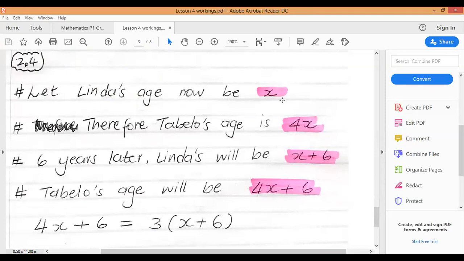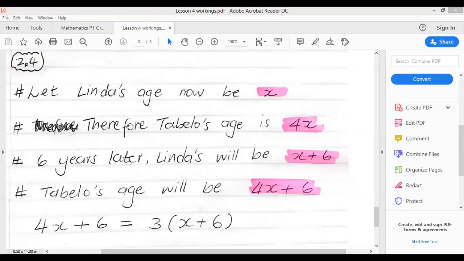I know the majority of you may ask why we're saying X. It's up to you which variable, because Linda's age is an unknown. You just want to know how much Linda is, but for now you're going to denote it by an unknown. So your unknown can be anything. It's just that we can't write Linda, or you can use L for Linda. I hope it makes sense.